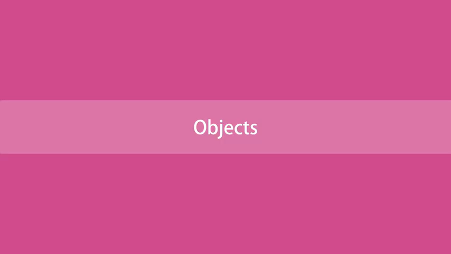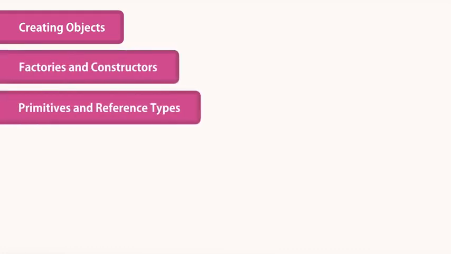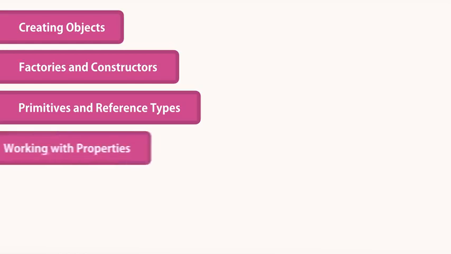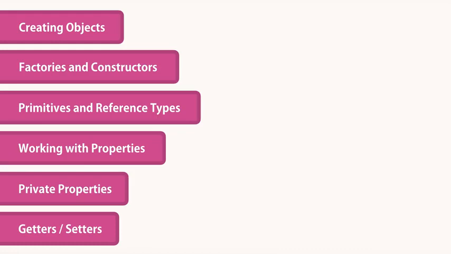JavaScript is all about objects. So in order to learn object-oriented programming, first you need to have a good understanding of objects. So in this section, I'm going to cover some fundamental concepts around objects, such as creating objects, factories and constructors, primitives and reference types, and how they behave differently, working with the properties of an object, such as adding, removing properties, as well as enumerating them. You're also going to learn how to define private properties, as well as getters and setters.